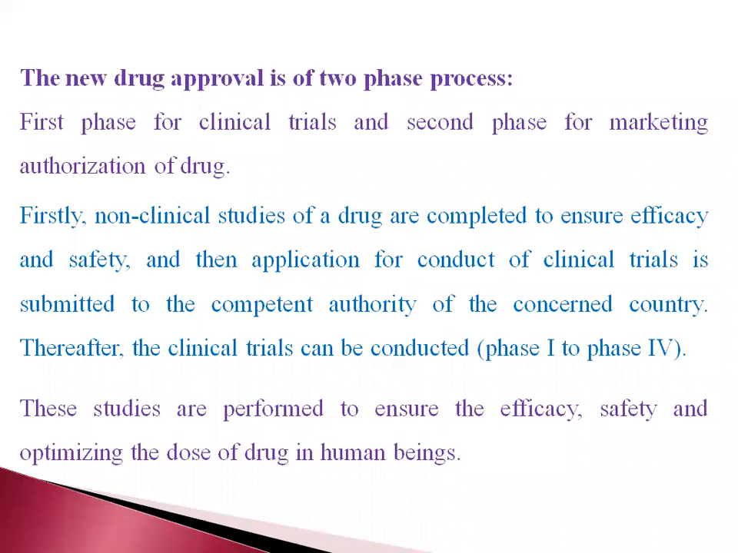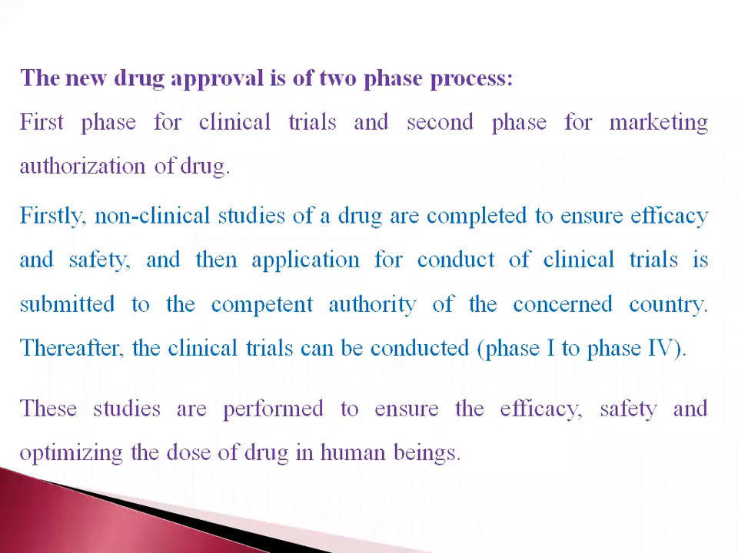So in non-clinical studies, what do we do? We need to check whether that particular drug has efficacy and safety, and then an application for conduct of a clinical trial is submitted to the competent authority. Once it is observed that the particular drug is efficacious and safe, we can go for clinical trials. Okay, so once we have assessed safety and efficacy, we can go for an investigational new drug application. We submit the IND application to the regulatory authority. Once we get approval, then we can go for clinical trials.